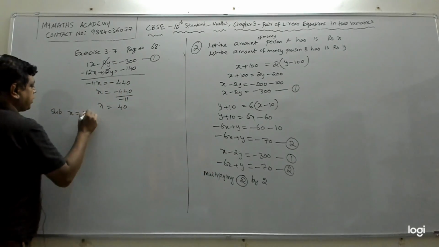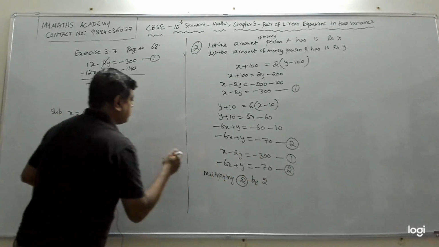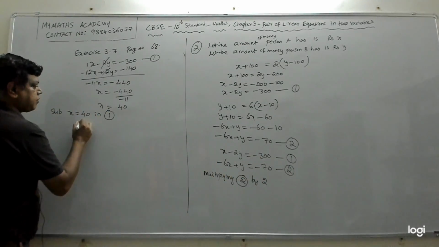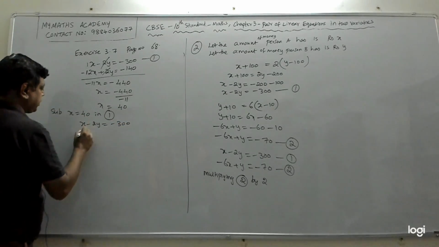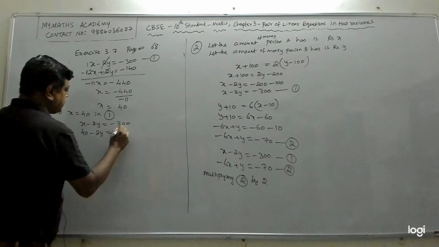Substitute x is equal to 40 in this first equation. What is the first equation? x minus 2y equal to minus 300. Now, I'll substitute x equal to 40 here. Then 40 minus 2y equal to minus 300.